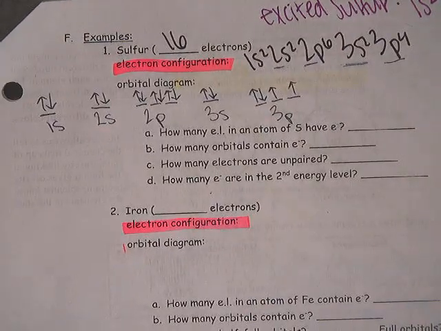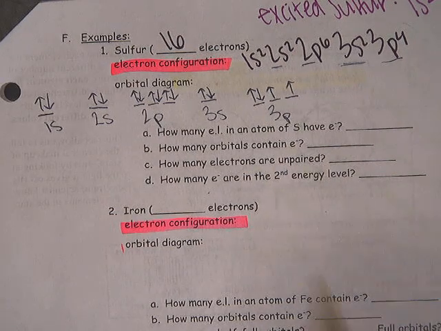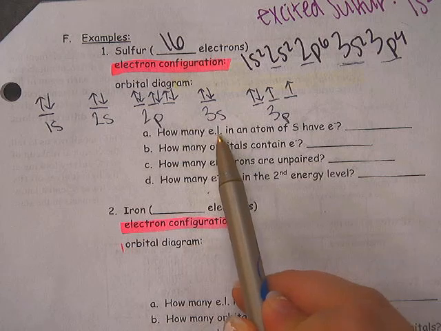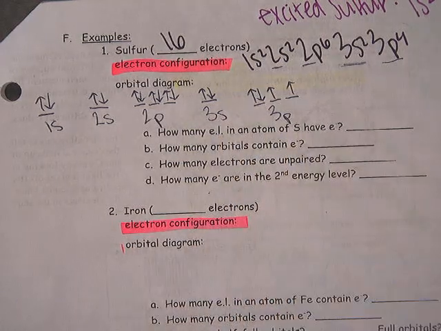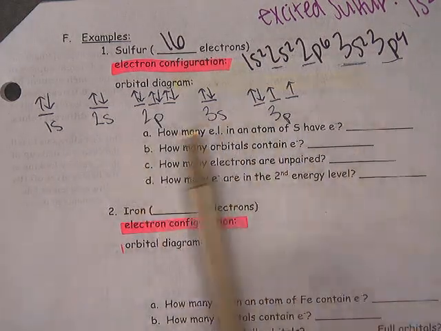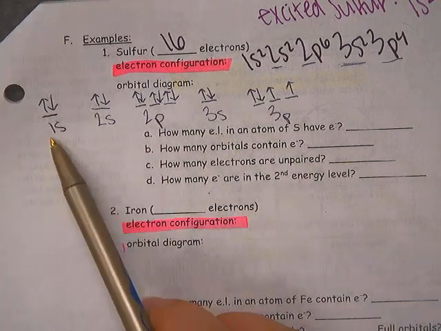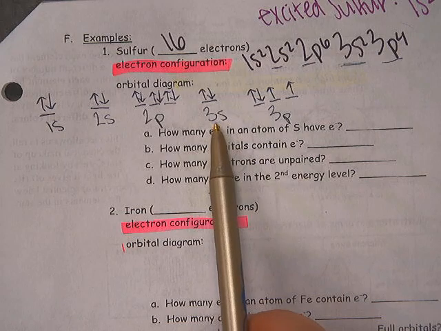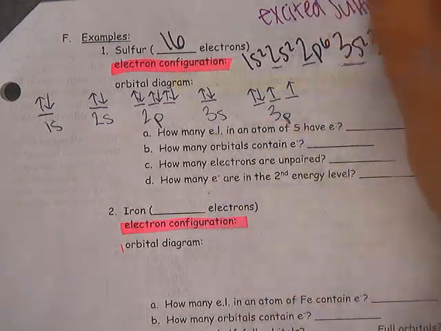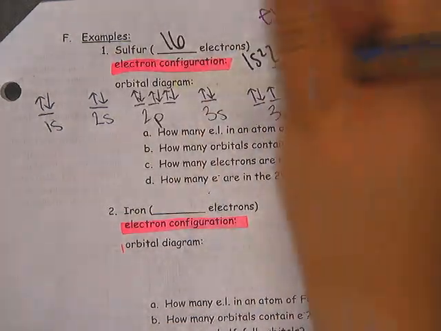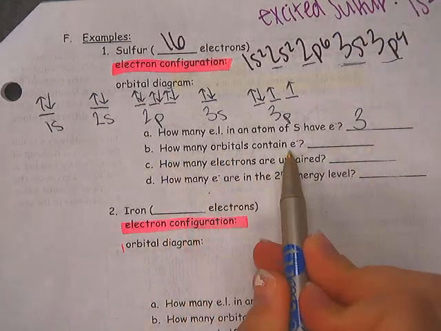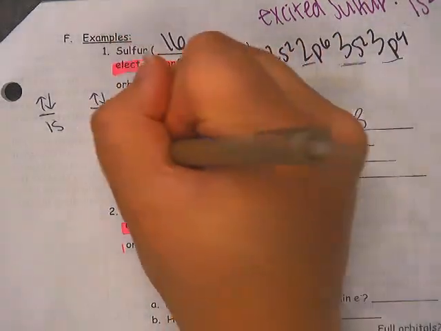Then we'll usually have follow-up questions for each of our orbital diagrams. Question A says, how many EL, that stands for energy levels, in an atom of sulfur have electrons? So let me just go through the energy levels. Does energy level 1 have electrons? Yes. Energy level 2 also has electrons, so that's 2. Energy level 3 also has electrons, so that's 3. There is no energy level 4 for sulfur, so we're just stopping at 3. How many orbitals contain electrons? This means that I'm counting the lines.